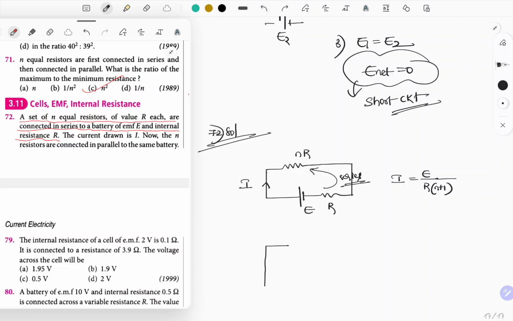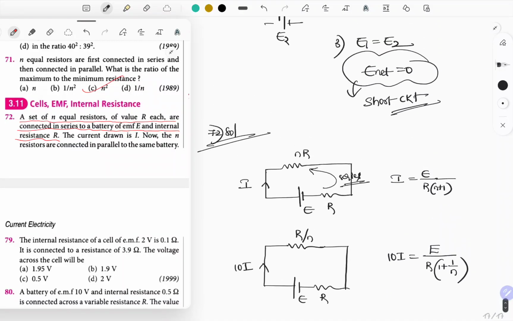Okay, so if the n resistors are connected in parallel, the equivalent resistance is going to be R by n. This combination is again connected across the same cell, with EMF E and internal resistance r. Now the current flowing through the circuit is 10I. Now 10I is equal to E divided by R equivalent. R equivalent is r plus r by n. Again r common, it's going to be r times 1 plus 1 by n.